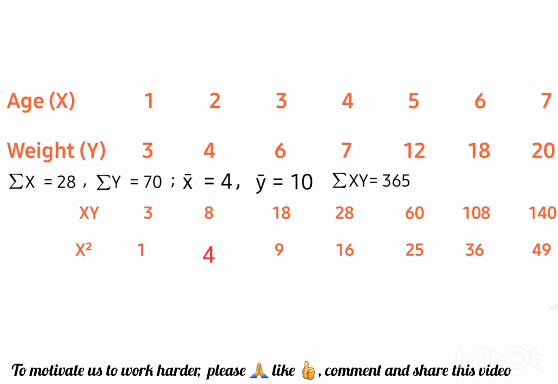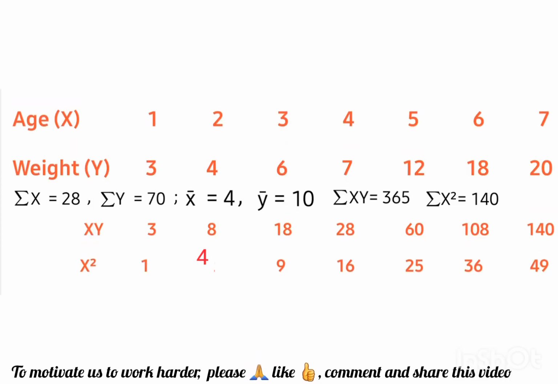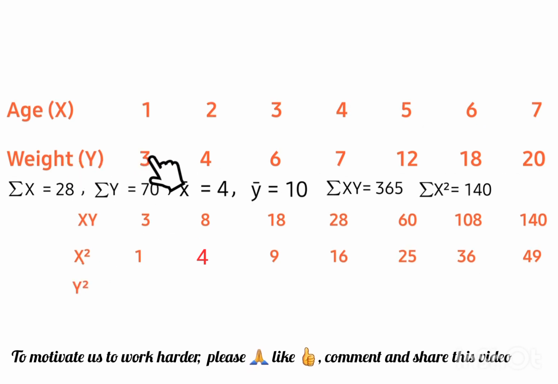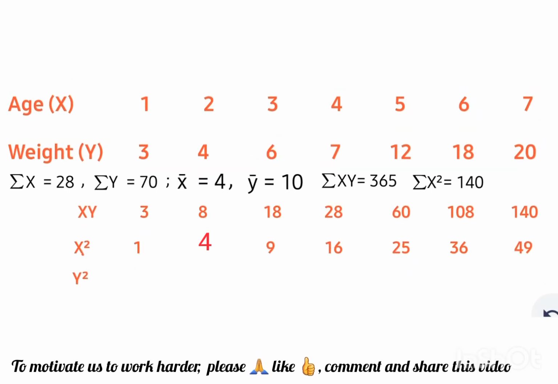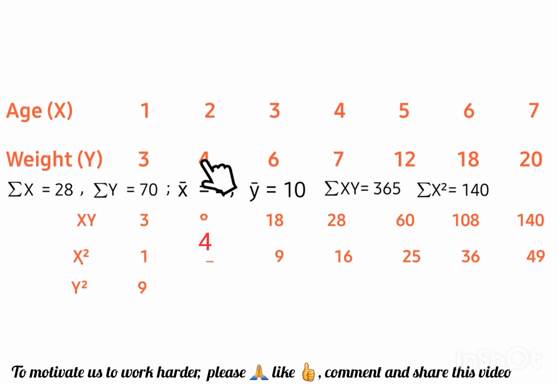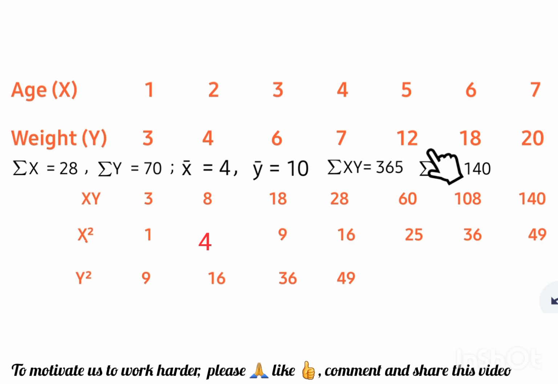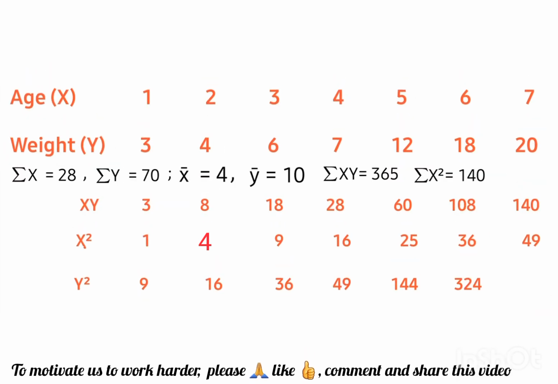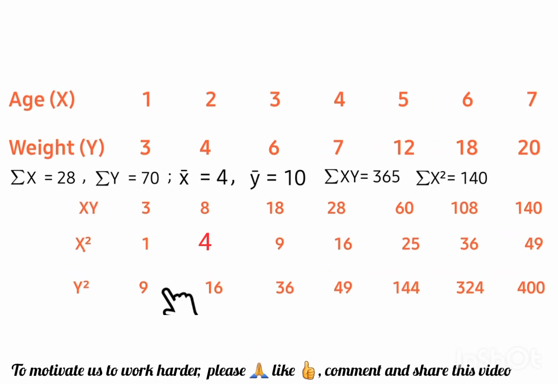We record that now. 7 says generate values for y squared and get the sum of those values. Title this row y squared. y squared simply means multiply each of these y values by itself. First one, we have 3 square, which gives 9, followed by 4 square, 16, 6 square gives 36, 7 square, 49, 12 square, 144, 18 square, 324. Lastly, we have 20 square, 400. Remember, the instruction is to sum these values, and here we go now.